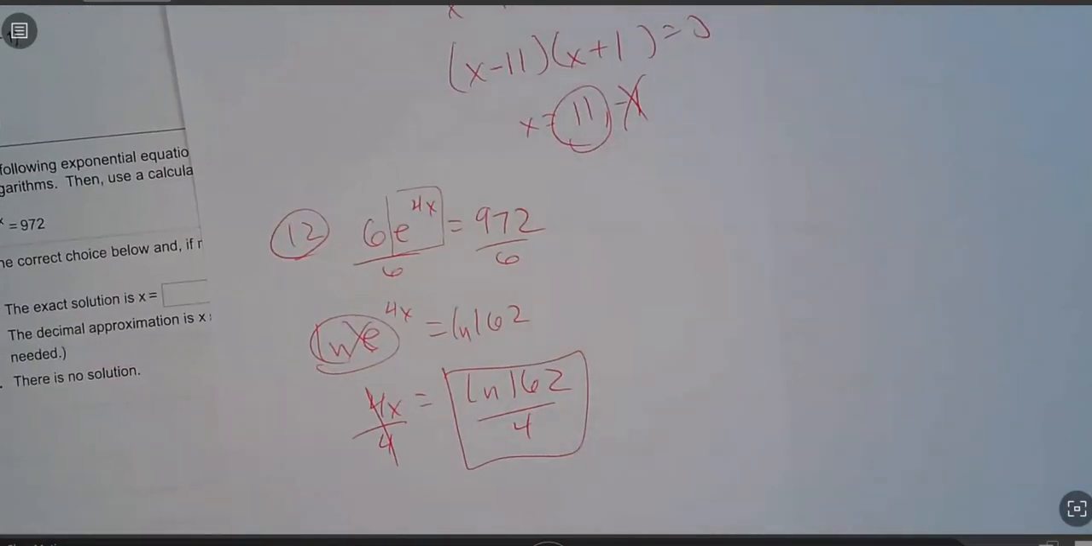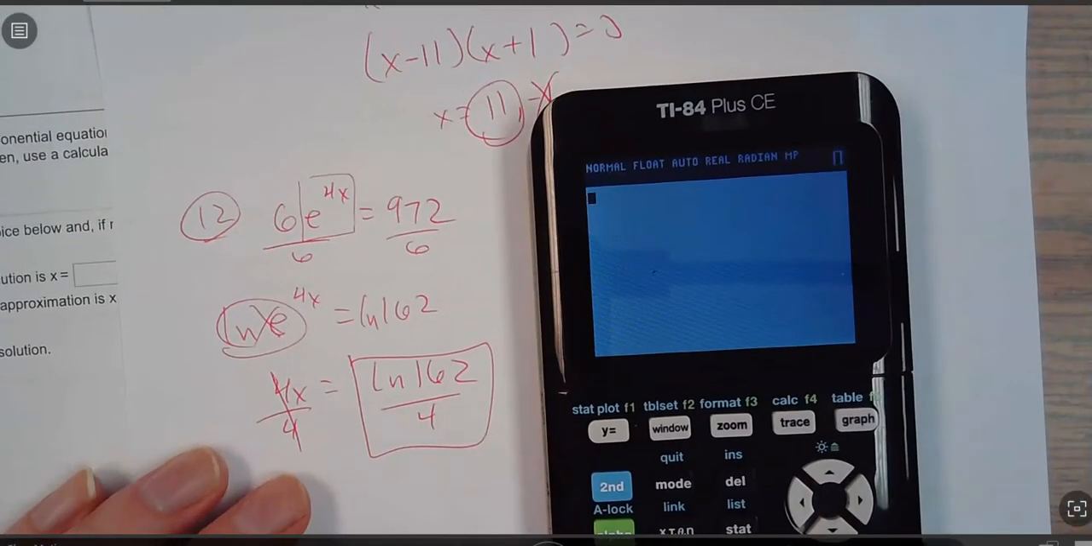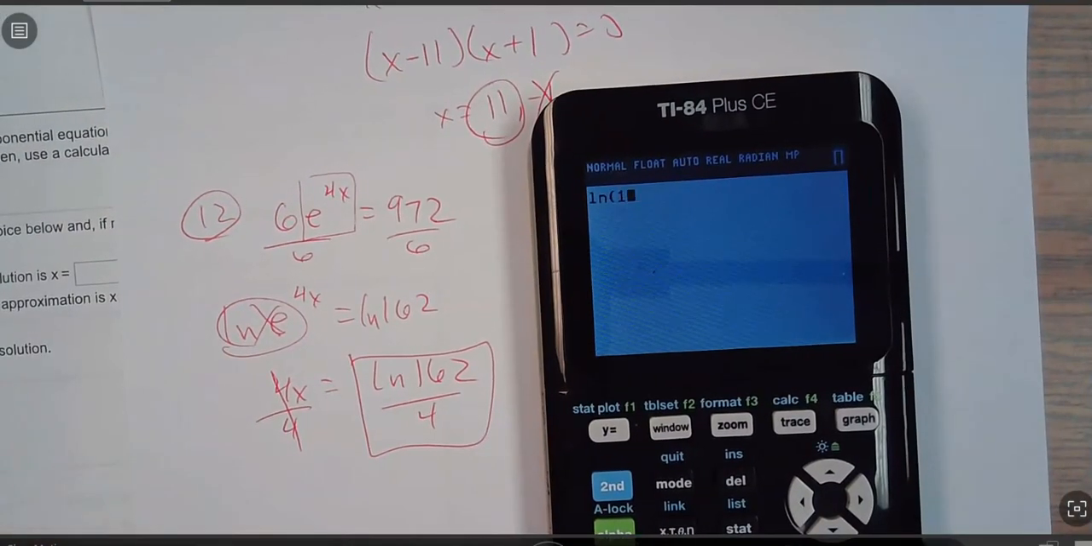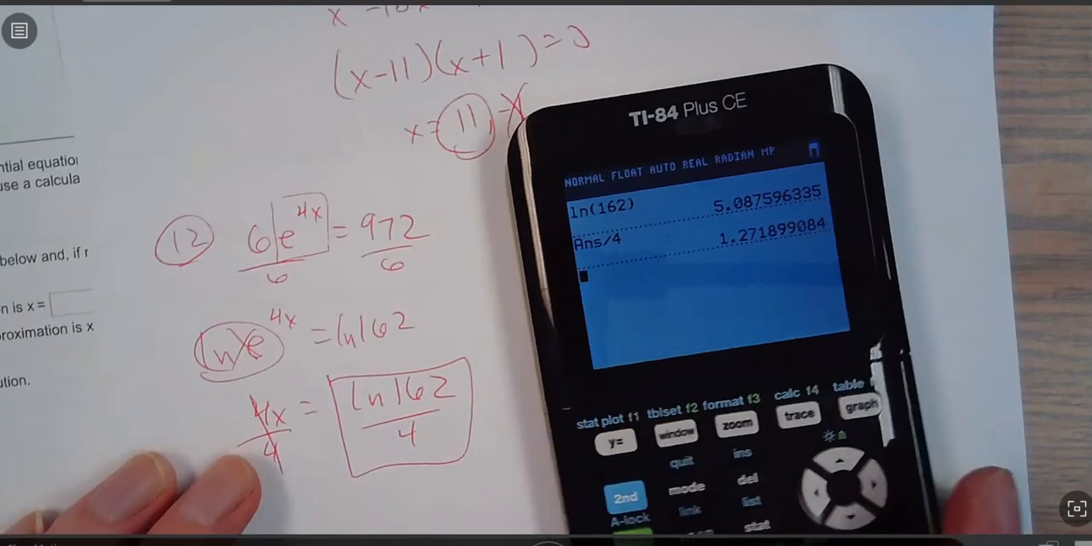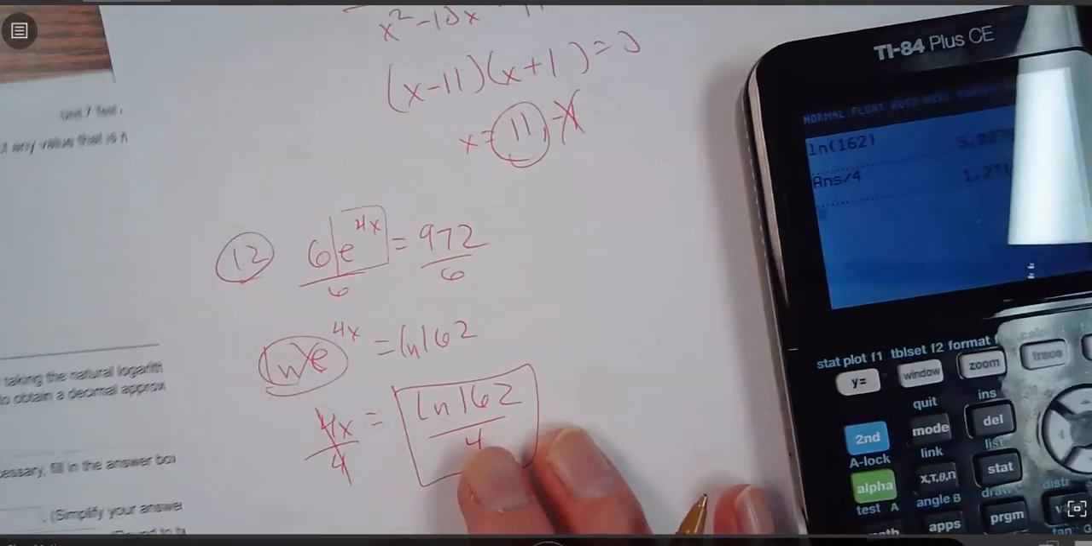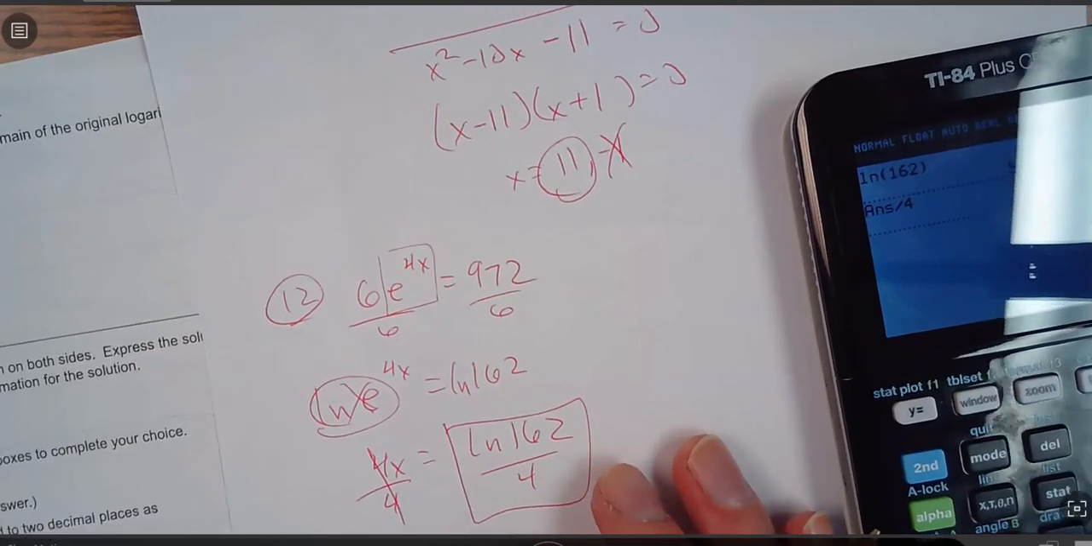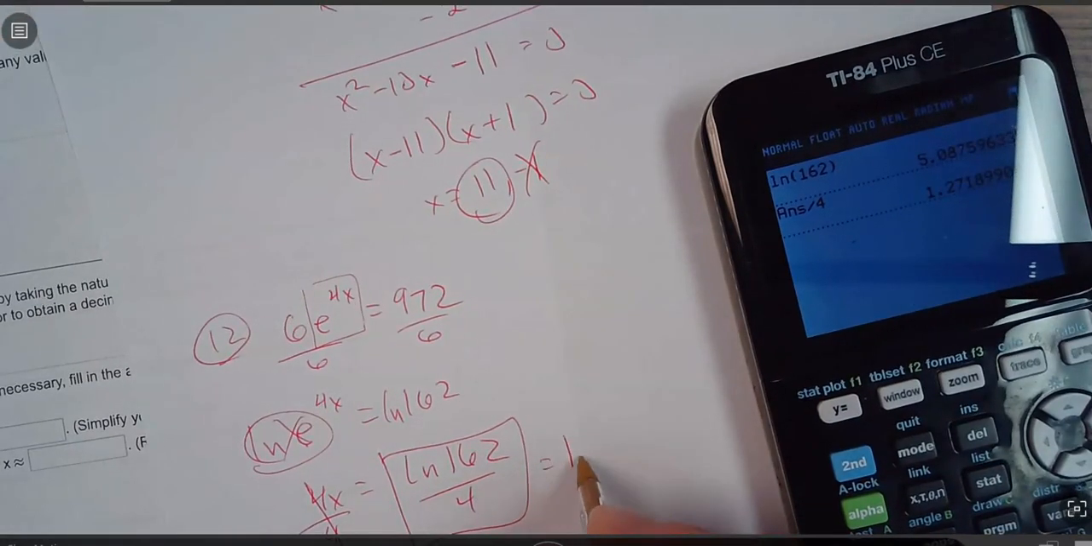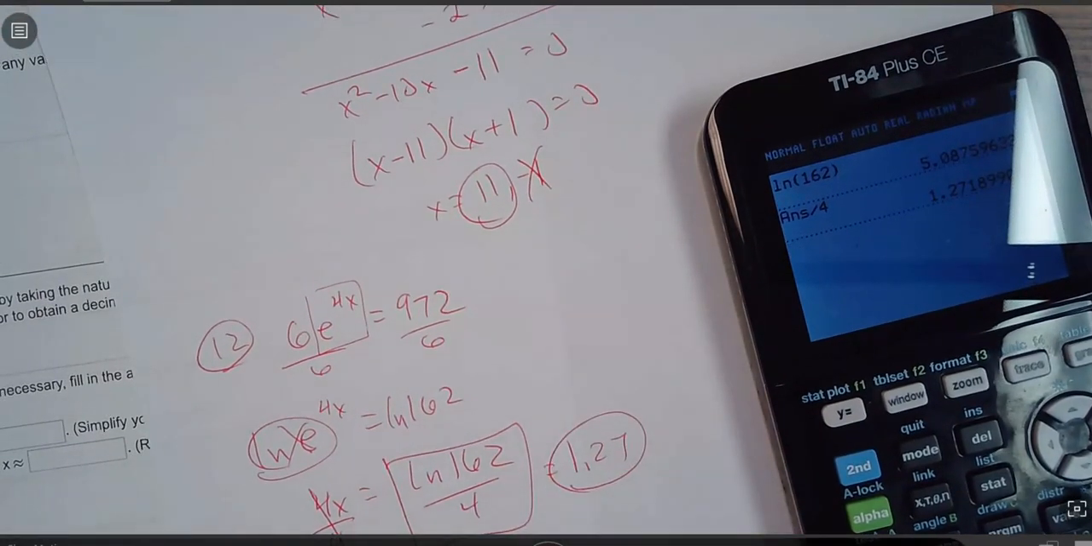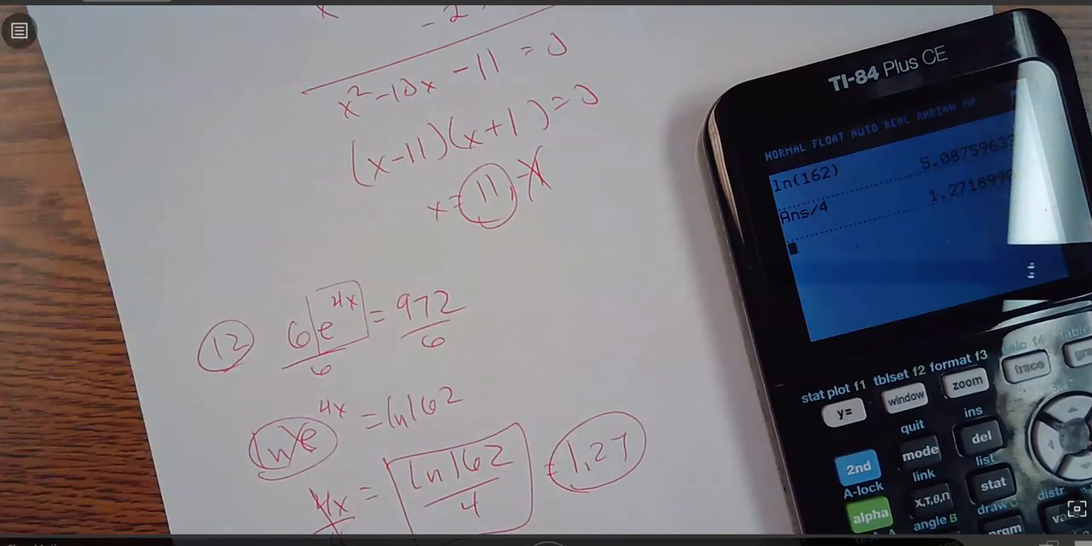And then type it in the calculator and do natural log 162. Divide that by 4, and it should be 1.27. Round to 2 decimal places, so 1.27. Okay, so this is the end of the calculator portion.